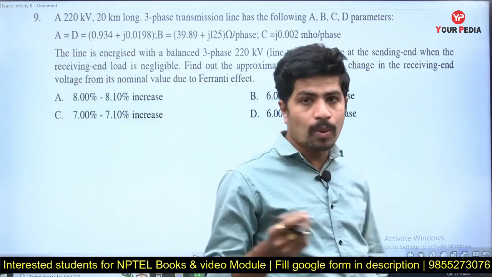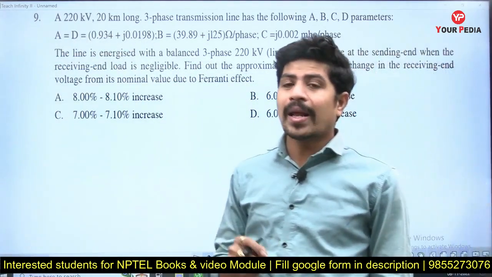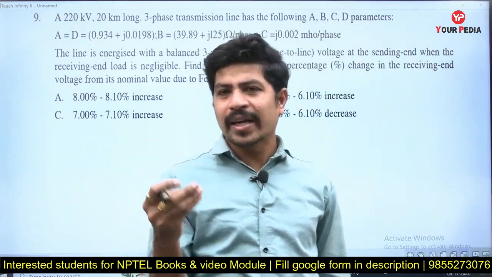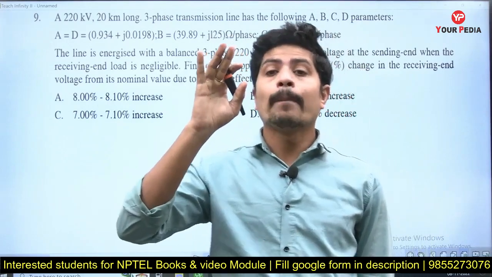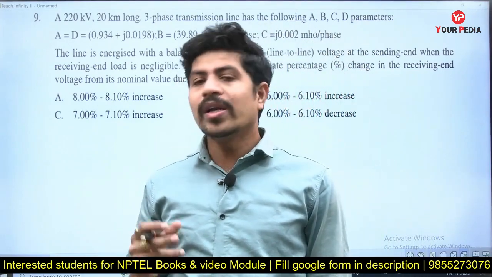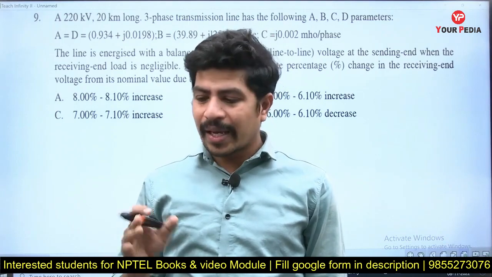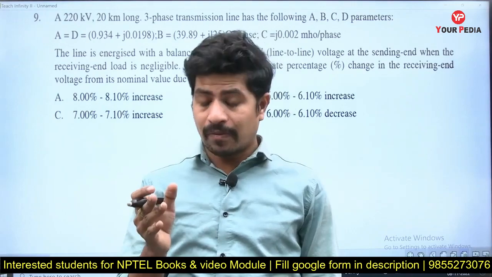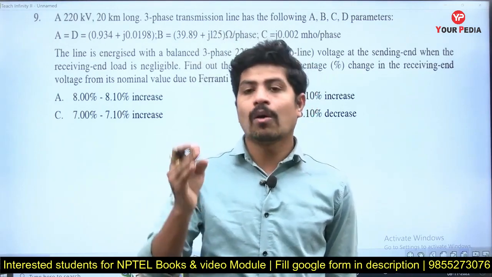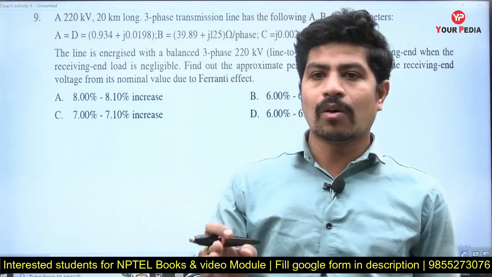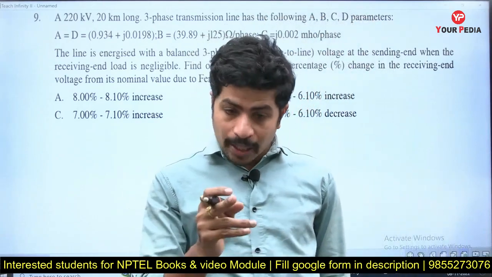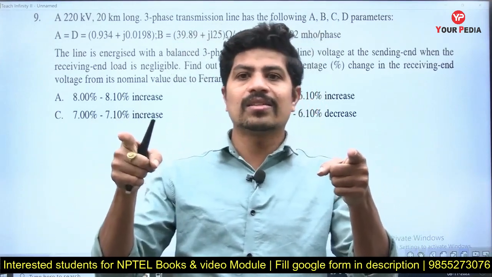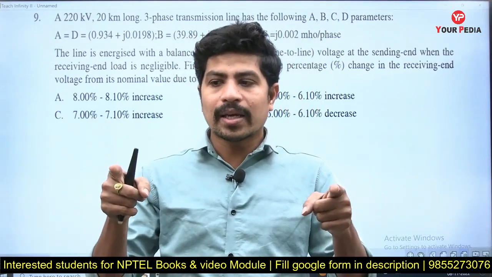One more thing I have to mention here: parameters are always per phase parameters. If you take A, B, C, D, or if you take inductance, resistance and capacitance, they are always per phase values only. Voltage, current and power have different values for phase and line, for single phase and 3-phase. But parameters are always per phase quantities, and there is no line to line inductance. If there are two lines, the inductance between those two lines is called mutual inductance. There is no term like line to line inductance.